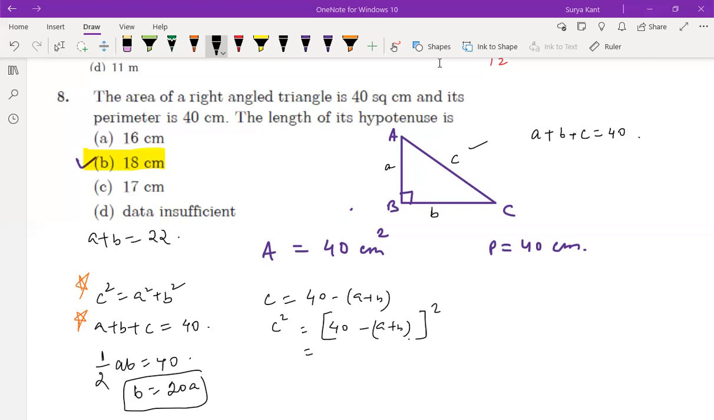Samarth? Hello. Yes, sir. Tell me, Samarth, what you are saying now. After expanding this equation, C square equals 40 minus (a plus b) whole square. We'll get a plus b equals 22. Then we have got the equation that C equals 40 minus a plus b. So 40 minus 22 equals 18. We got the answer.